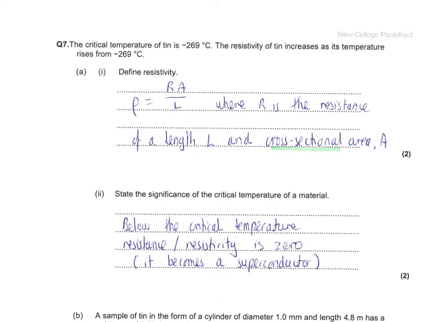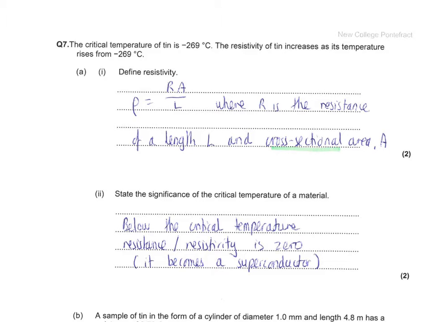This is the Electricity Homework Booklet, question 7. The critical temperature of tin is minus 269 degrees Celsius. The resistivity of tin increases as its temperature rises from minus 269 degrees. Define resistivity.